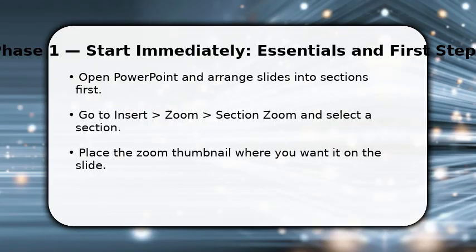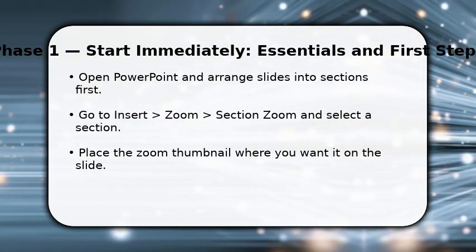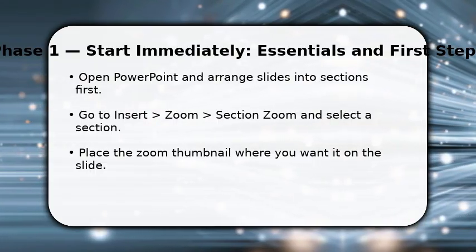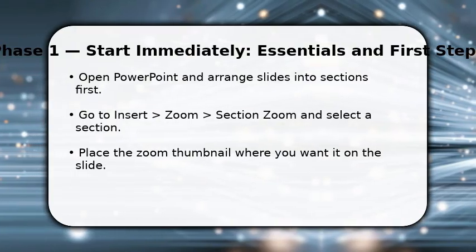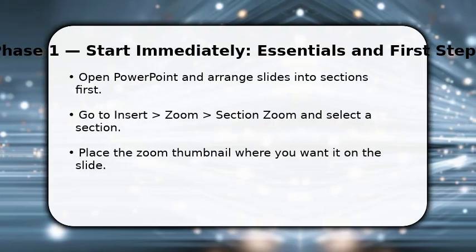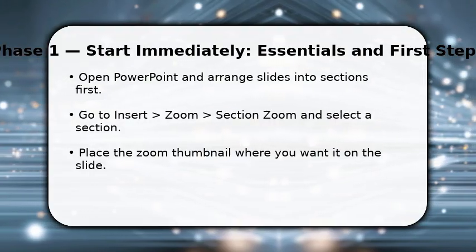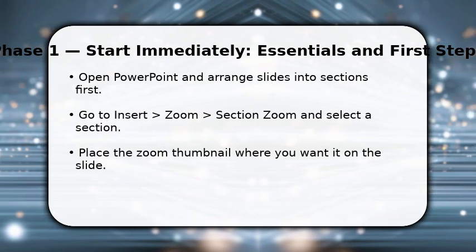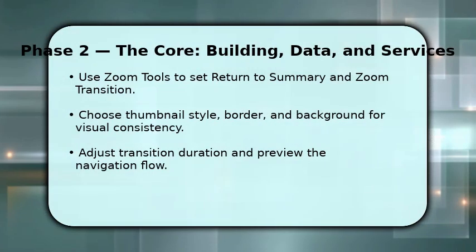Once placed, click the Zoom thumbnail and use Zoom tools to turn on or off Return to Summary or to set a thumbnail style. Make sure to save before continuing so you can test behavior without losing layout changes. Now customize how the section zoom behaves during your presentation.